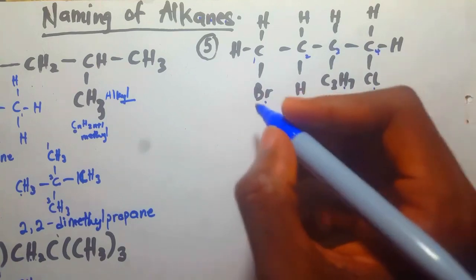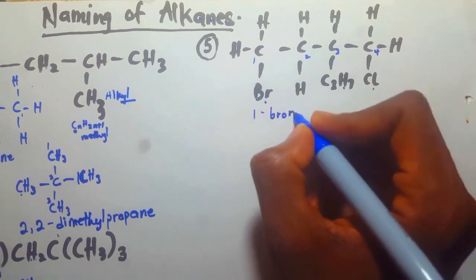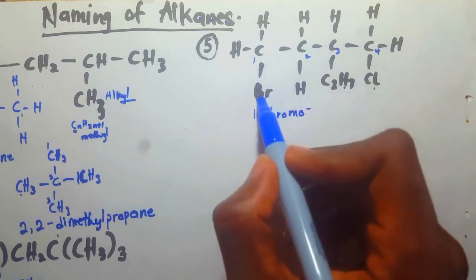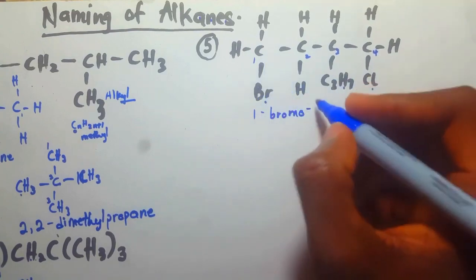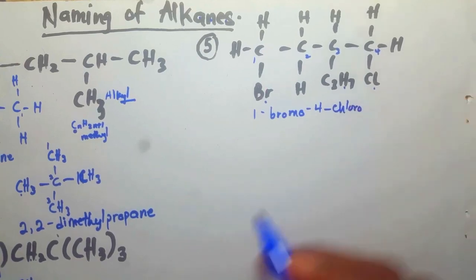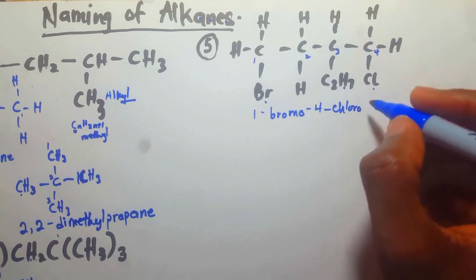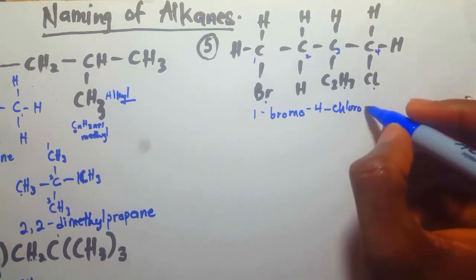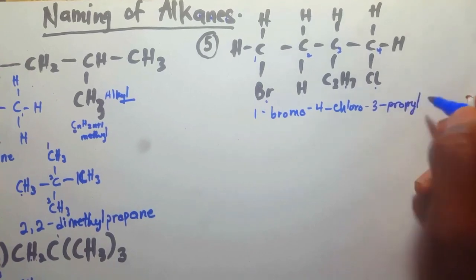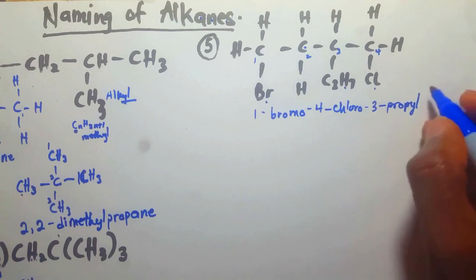So we are going to call this 1-bromo. Since it's on the 1, then the chlorine is on the 4. So 1-bromo, 4-chloro. Then this is propyl, and it's found on the third carbon. So 3-propyl. Then our longest carbon chain, 1, 2, 3, 4. Butane.